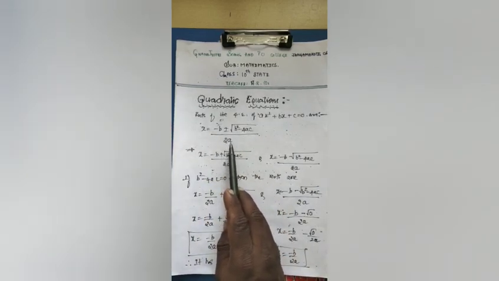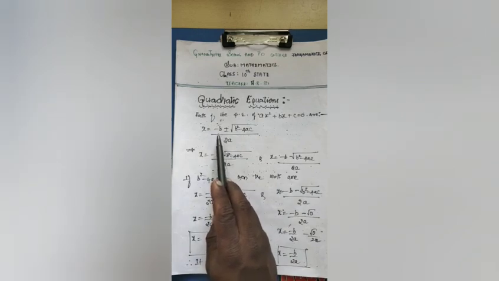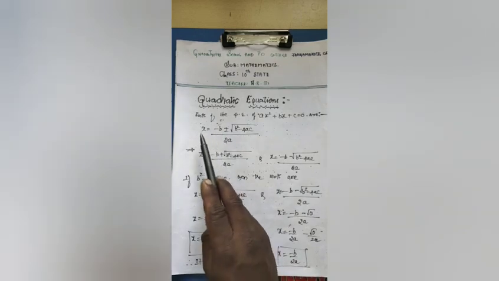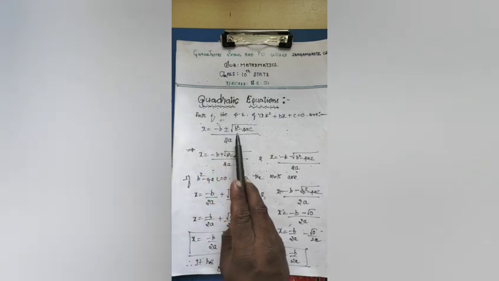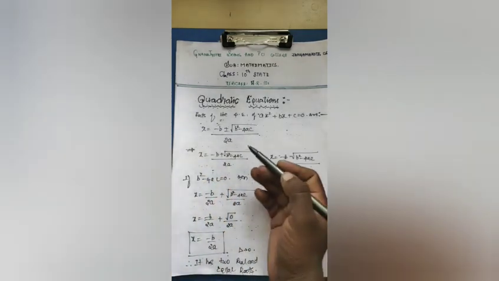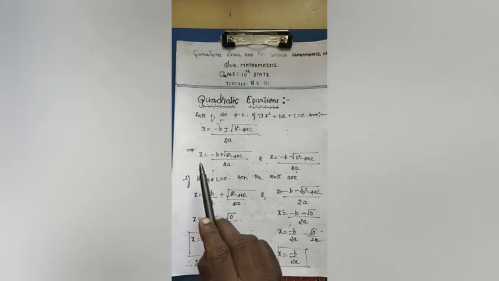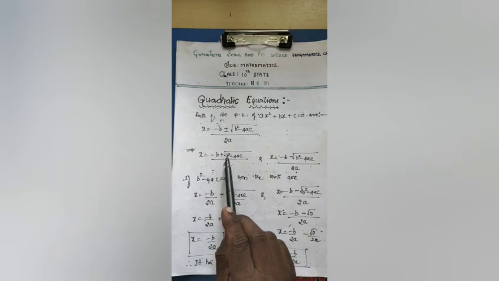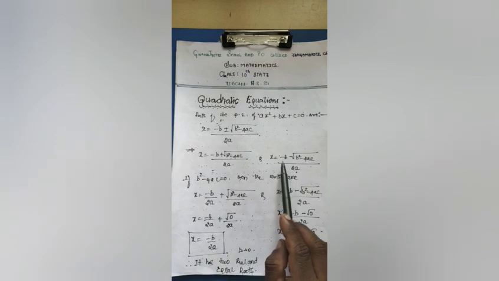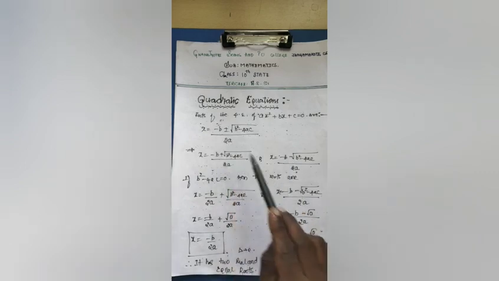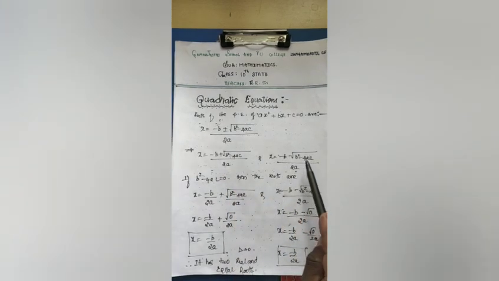So this 2a divides both the plus and the minus, including the -b also. So x = (-b ± √(b² - 4ac)) / 2a, and it has two distinct roots. One is plus, another root is minus. See the difference: x = (-b + √(b² - 4ac)) / 2a, and the other root is x = (-b - √(b² - 4ac)) / 2a. Instead of plus, we should take minus here.